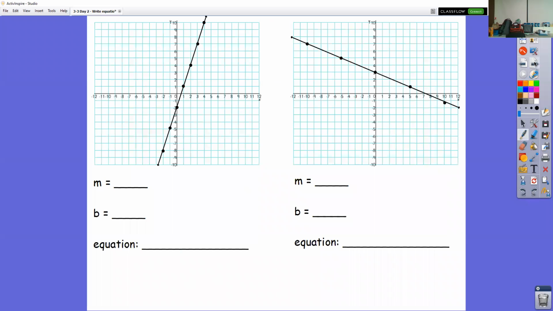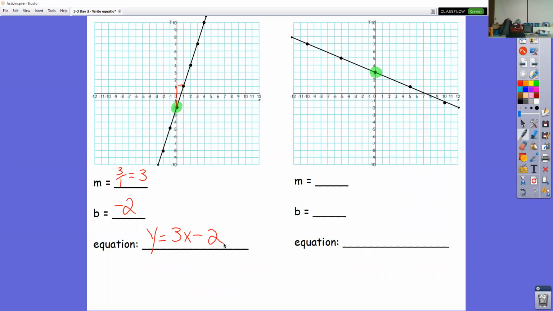Okay. Couple more examples. Again, the key starting point is to find where it crosses the y-axis and then be able to find the rise over run. So it crosses at -2. And from left to right, it's going up, so it's a positive slope. So it should be 1, 2, 3, and over 1. So 3 over 1 is a slope of 3. So your equation would be y equals 3x minus 2. Okay?